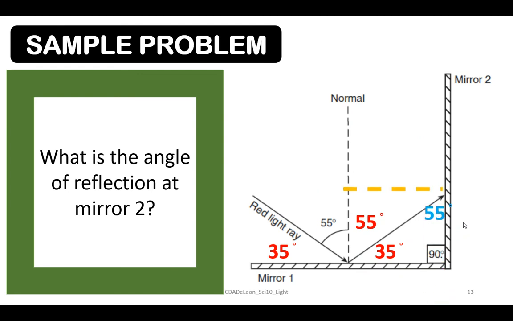Now, let's draw the normal line and the reflected ray, or ray of reflection. Now, kung 55 yan, ano ang complementary angle yan para malaman natin yung angle of incidence? 35 degrees. So, law of reflection, 35 degrees din ang angle of reflection. And the complementary angle is 55 degrees para maging 90 degrees. So, the answer is 35 degrees.